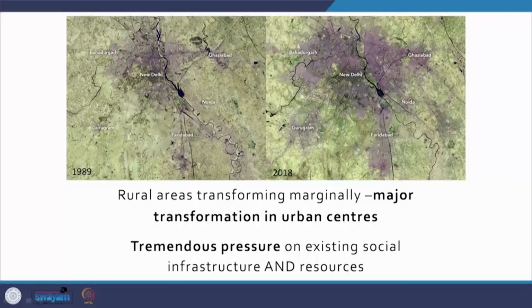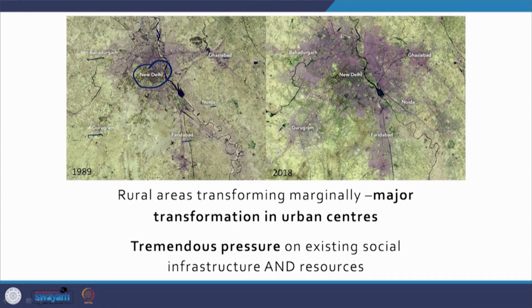Now, how does it impact the actual city? How do cities actually get transformed? Here is an image of how New Delhi transformed. Rural areas are transforming marginally, but the urban centers are transforming in a very big way. This is New Delhi in 1989. The areas near it, Bahadurgarh, Gurugram, Faridabad, Noida, Ghaziabad, are all satellites, but that kind of strong linkage is not there.